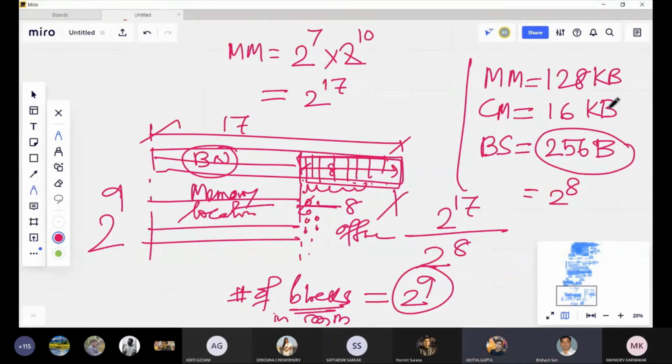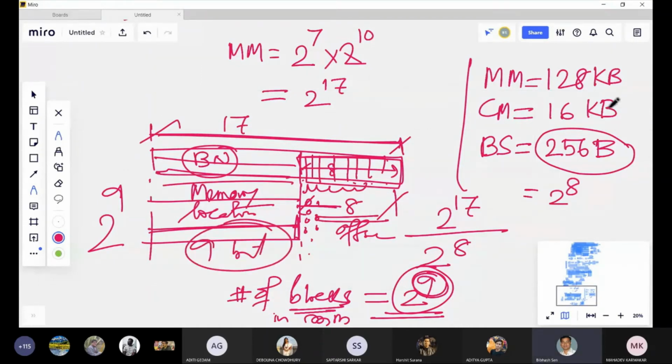So up to this point is clear. Number of blocks is 2 to the power m. So 9 bits will be required for our main memory block number. Total was 17, minus 8, automatically 9 bits. So 9 bits for our block number. Is this part clear?